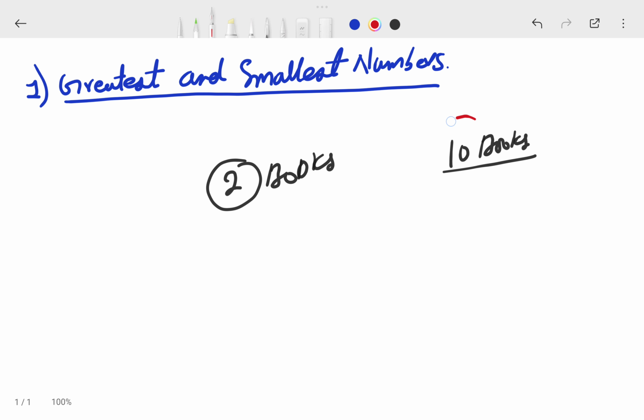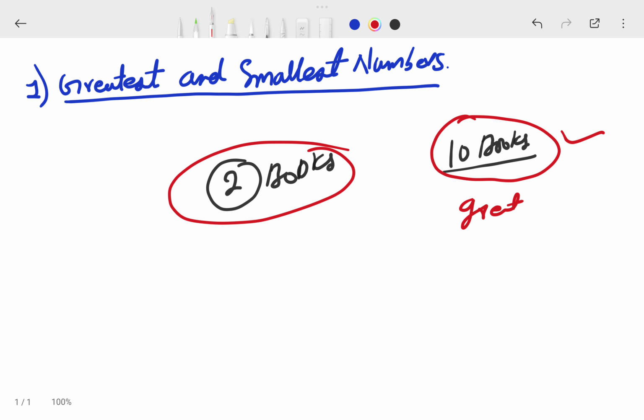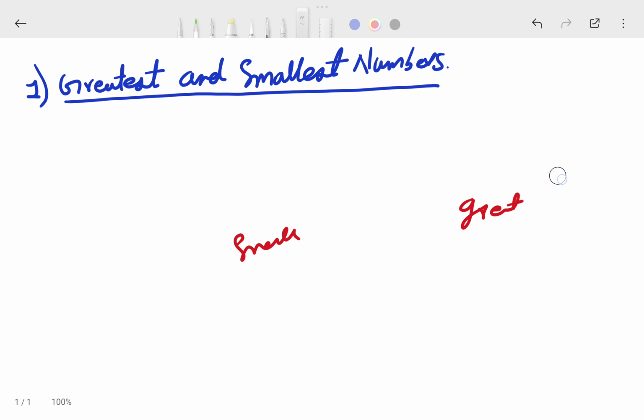Because my friend has 10 books, it means he has more books, it's greater than me. And you will say I have 2 books, it means that I have very little books, it means that you are small, right? Like that only we deal with the numbers.